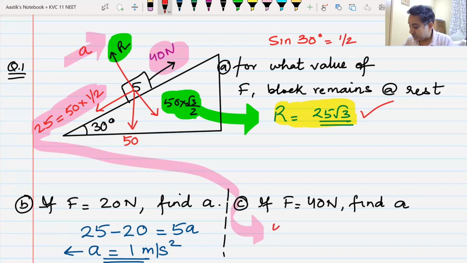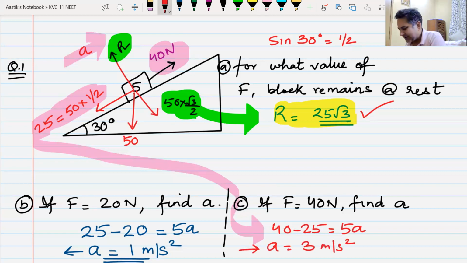How much is the upward force? 40, minus how much is the downward force? It is 25. That must be equal to mass into acceleration, 5 into a. So my acceleration will be 3 meter per second square. In this case, it is upwards, which I am writing like this.